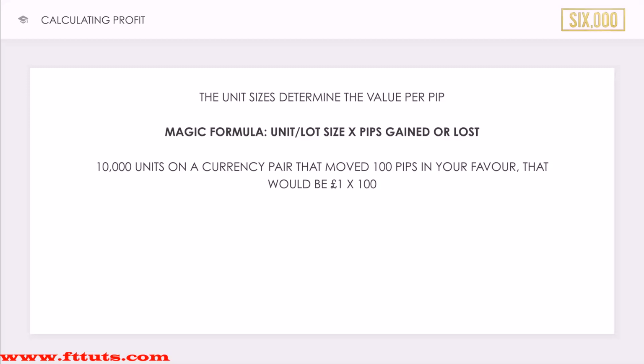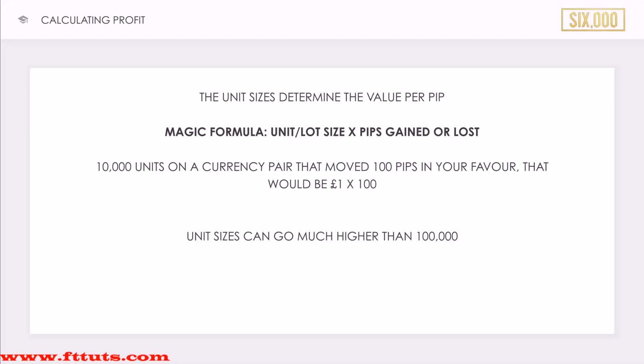So let's say you're trading with 100,000 units, not lots, that would be a lot of lots. If you're trading with 100,000 units, which is £10 or $10 a pip, and you obviously took a trade that was successful and you made 100 pips, so the exchange rate moved 100 pips, you would times $10 by 100 pips. So you would have made $1,000 or £1,000.